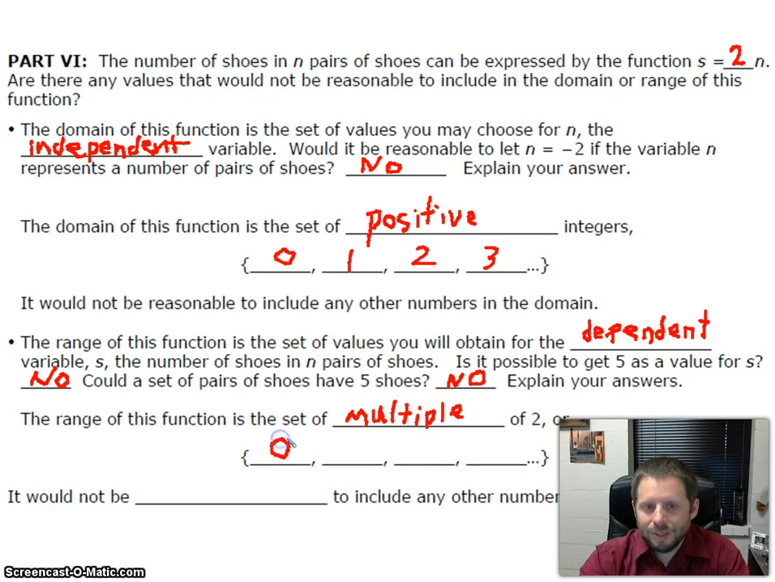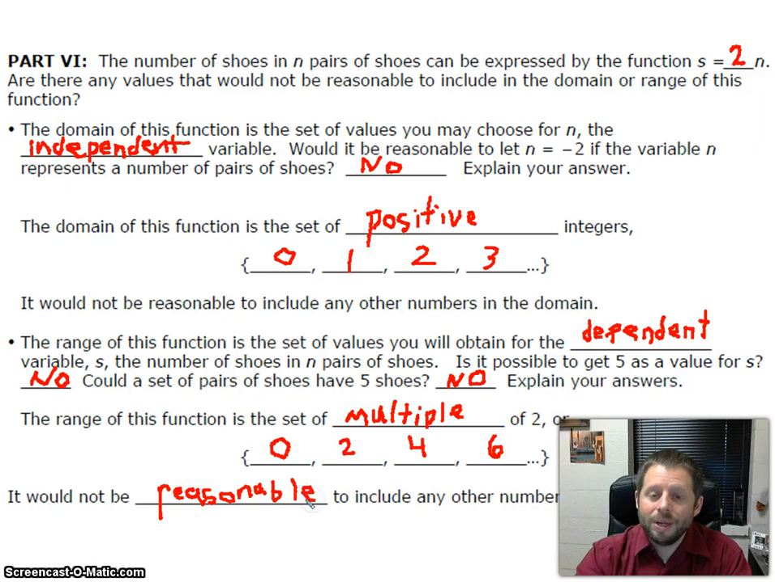Now if you have no pairs of shoes, you have 0 shoes still. But if you have 1 pair, you're going to have 2 shoes. 2 pairs will be 4. 3 pairs will be 6. And so on and so on. So it would not be possible or reasonable to include any other number of shoes in our range. So 0, 2, 4, 6. Basically our even multiples of 2. Those are the only things that would be reasonable for our range.